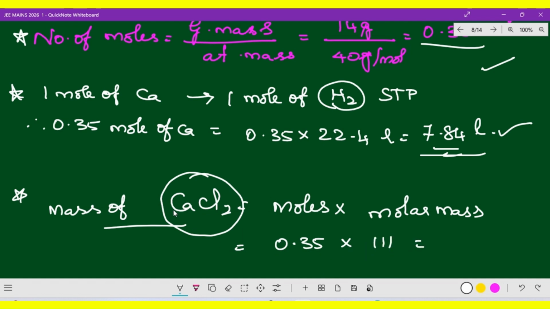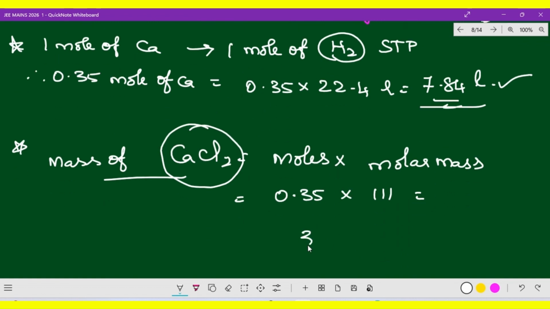111. Okay, so this is 40 and this is 70, right? 35.5 into 2, so 70. 70 plus 40, 110. This is one extra. Okay, so this is 111. So how much are you getting here? You'll be getting 38.85 grams. So mass of calcium chloride is 38.85 grams.